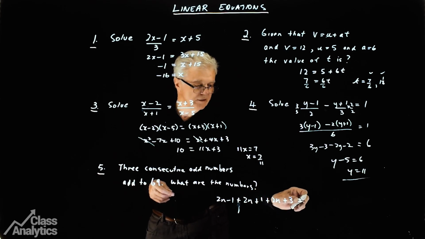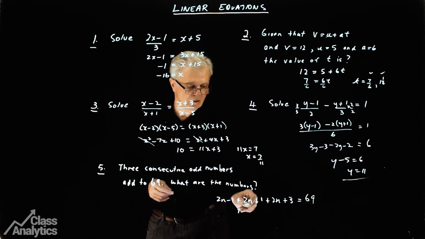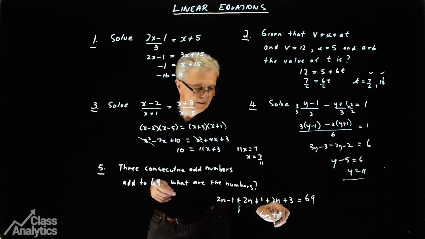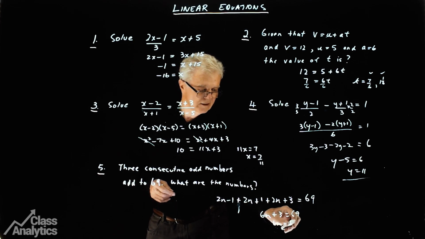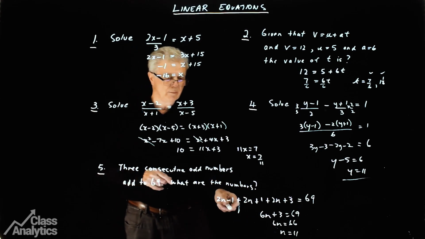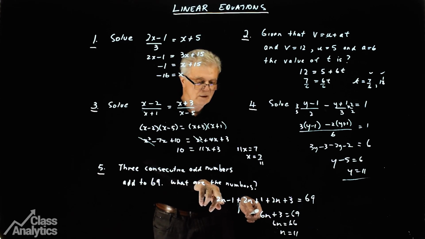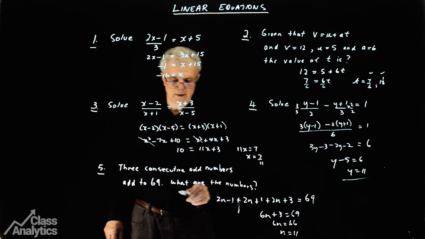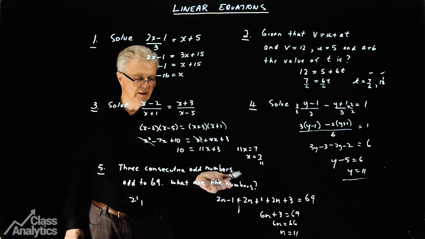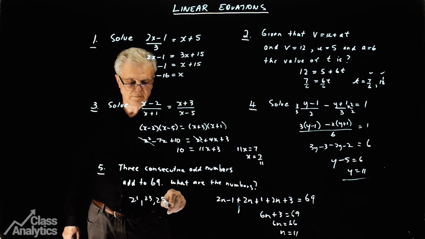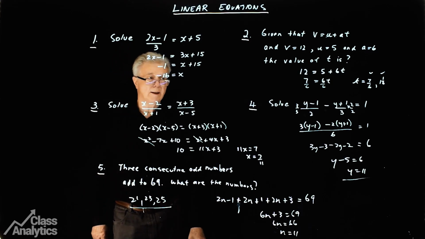And that's going to give me a total of 69. Now 2n plus 2n plus 2n is 6n. And these guys go out, plus 3 equals 69. 6n must equal 66. So n must equal 11. So when n equals 11, we can put the 11 back into the first one. So 2 times 11 is going to give me 22. Take away 1 is 21. So the first one is 21. You don't need to substitute because the next one's going to be 23, and the next one's going to be 25. Okay, that's done.